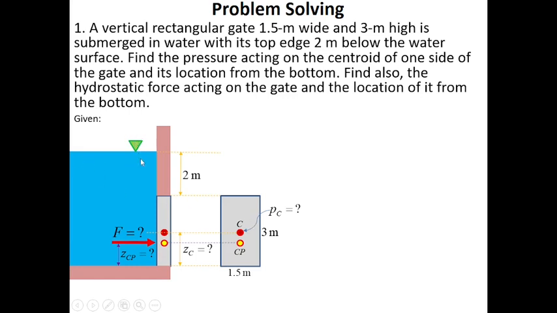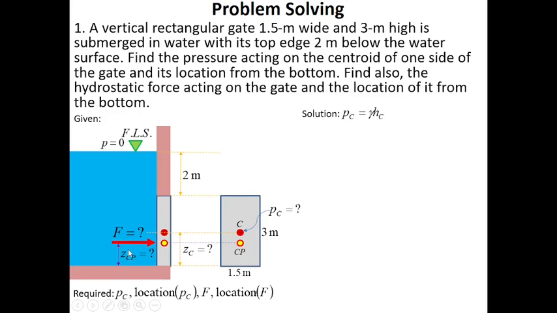So this is our free liquid surface, wherein the gauge pressure is 0. So required: the pressure at the centroid, the magnitude of the hydrostatic force acting on the gate, and the location of the hydrostatic force, the Z sub Cp.